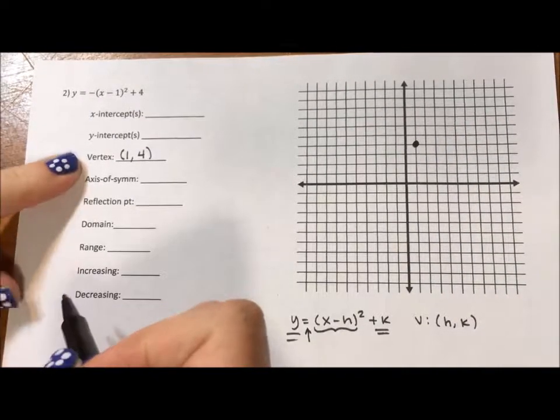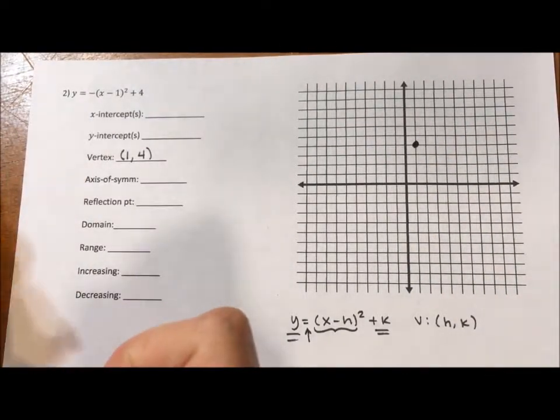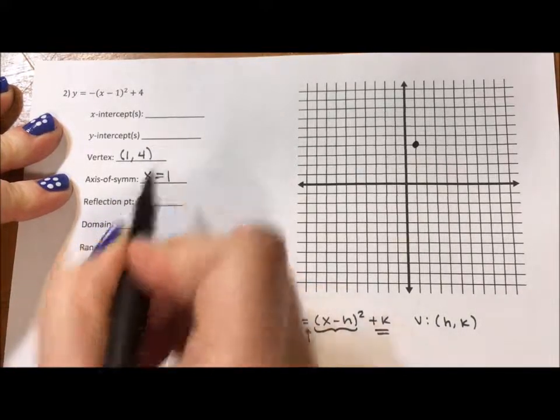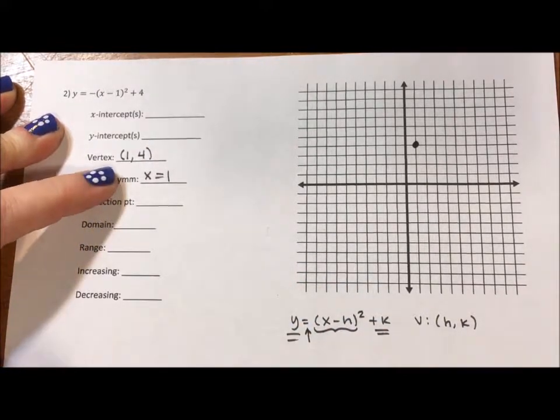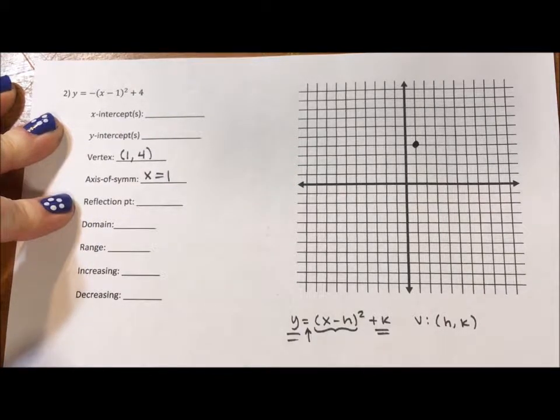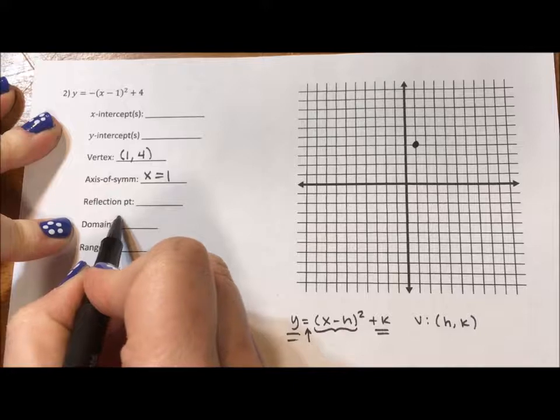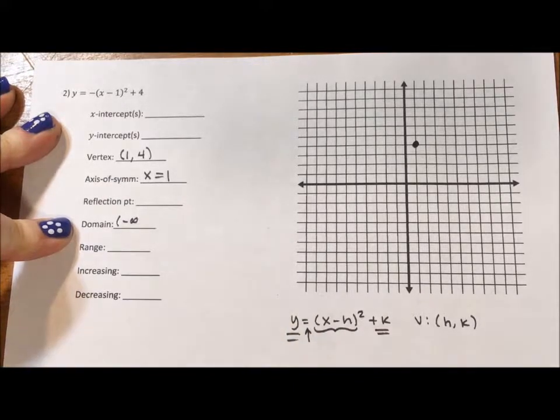From this vertex, I can get just about everything else on this list. Axis of symmetry, x equals 1. The axis of symmetry is the x value of the vertex. Reflection point, we'll wait on that. Domain. The domain of all parabolas in math world is all real.